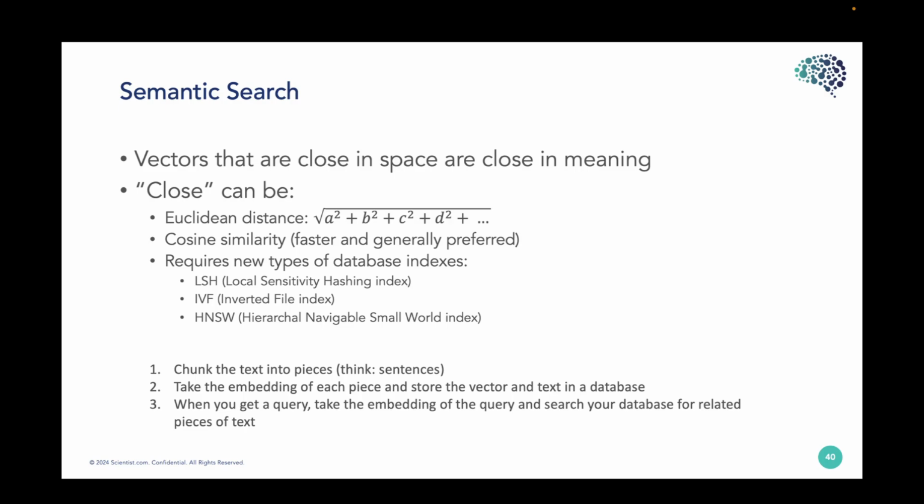Semantic search works a little bit differently. Semantic search takes pieces of text from your document, takes the embedding and stores those vectors. Then when somebody enters a query, you don't necessarily search for the word in the query. You take the embedding of the query. That puts you at a point in meaning space, and then you look for vectors in your database that are close to it.